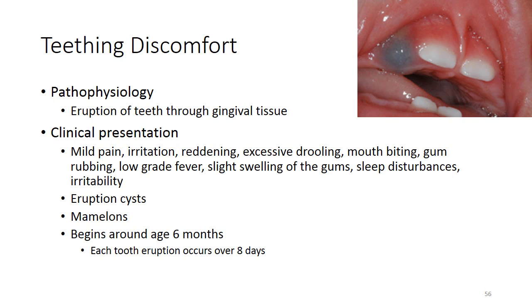Eruption cysts may be present. They are bluish, soft, round swellings that form over emerging incisors or molars. They are usually harmless and should be left alone. Three bumps on the biting surface of the emerging incisors, called mammelons, may be present as well. Teething usually begins around age 6 months, and each tooth eruption usually occurs over an 8-day window.